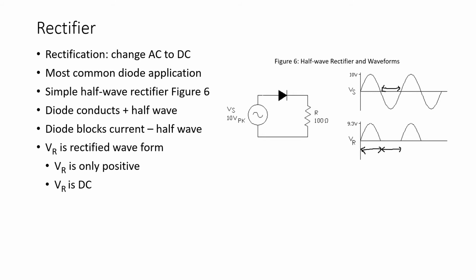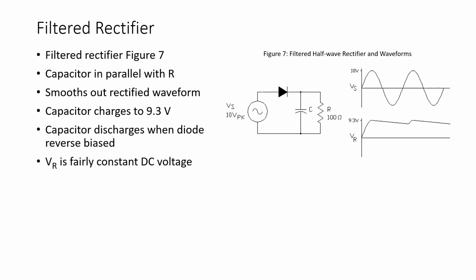So in figure 6, we also see what we call the rectified waveform. This is right here. And note that this waveform is positive only. It is a pulsing waveform, but we consider this waveform to be DC, direct current, because current flows in one direction only.